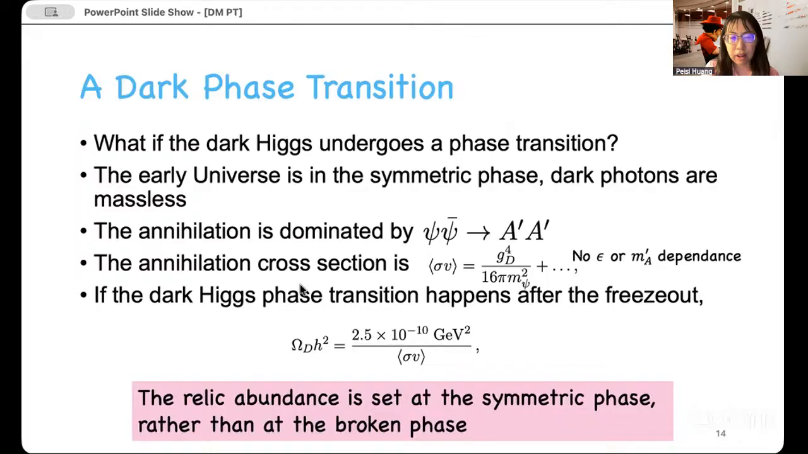So if the dark Higgs phase transition happens after the freeze-out, we can get the relic abundance. So the key point here is the relic abundance is set in the symmetric phase rather than in the broken phase.